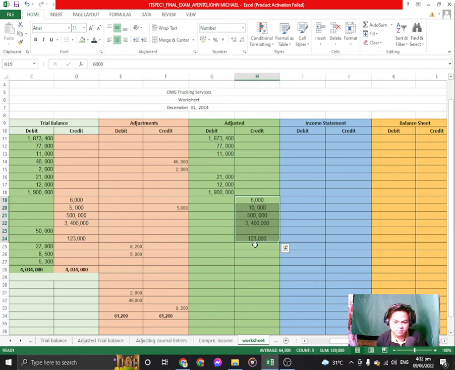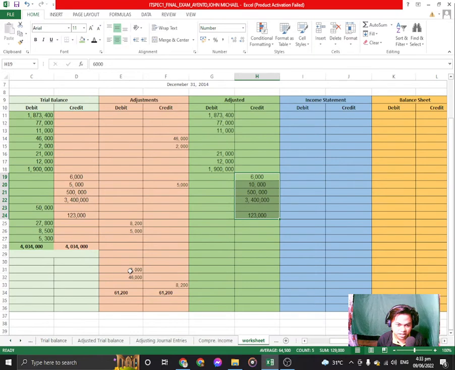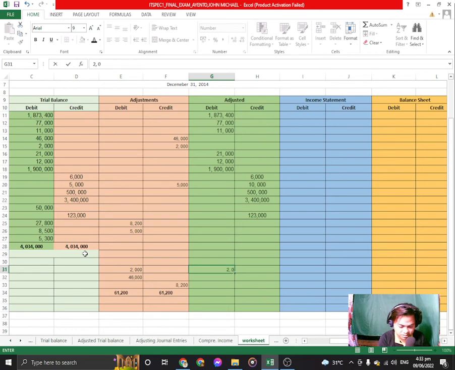Okay, 10,000 pesos na siya. Okay, ito rin po na siyang ida. Kini-copy na to ni siya, 2,000 pesos. And then, kining 46,000 pesos. And then, kini po ito ang 8,200 pesos.